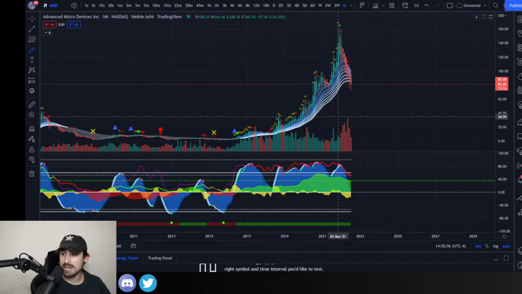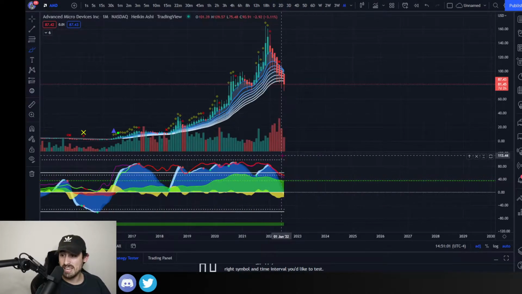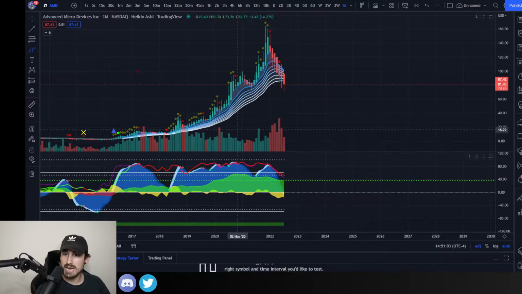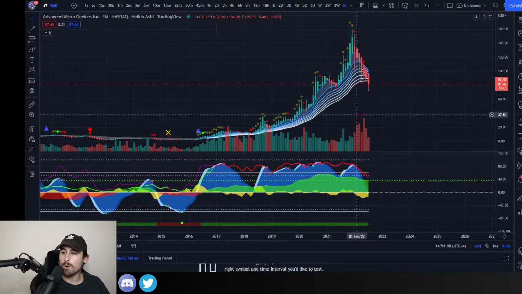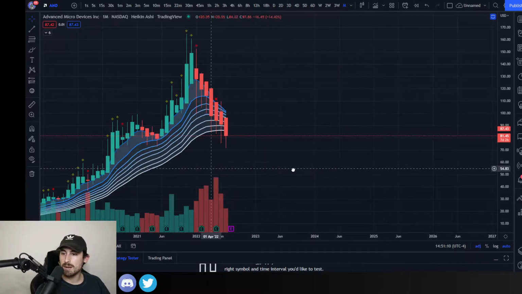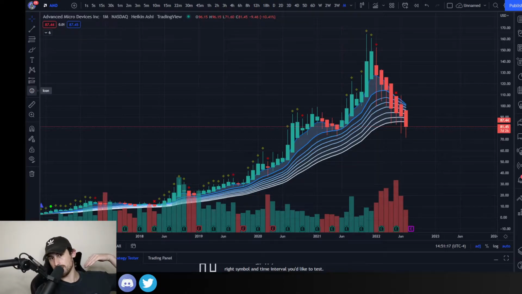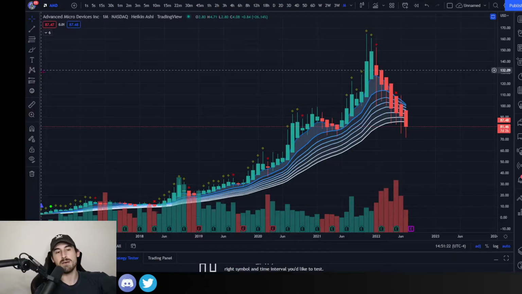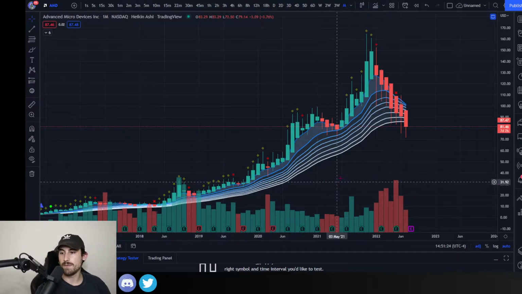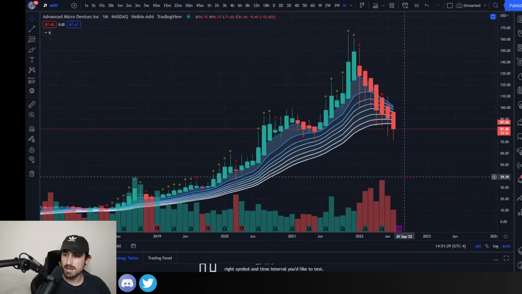It is breaking its long-term trend right here, Advanced Micro Devices. So right here would probably be where I actually start considering the short position a little bit more, because when this was running up, you can see these EMAs. This is Market Cipher A right here. Those are EMA ribbons. You hear the terms exponential moving average, like the 10 EMA, the 25 EMA, the 50 EMA, etc. These are different EMAs, and they show different types of trends.